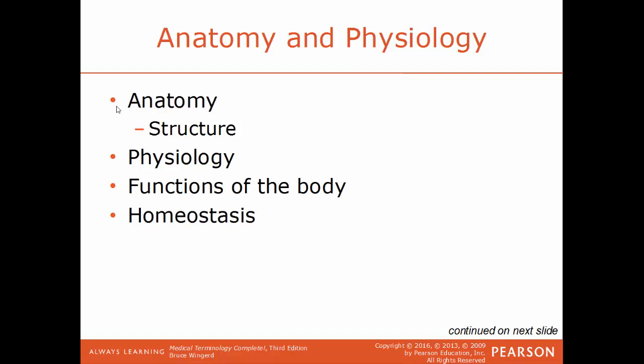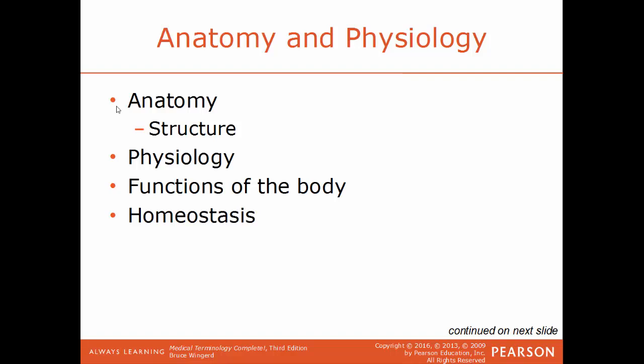Homeostasis is maintaining a stable internal environment, not only in a cell but in an overall person. So if something is not structured correctly, say if there's an injury or some disease interferes with its structure, that will interfere with its function. That will interfere with the ability to maintain homeostasis.